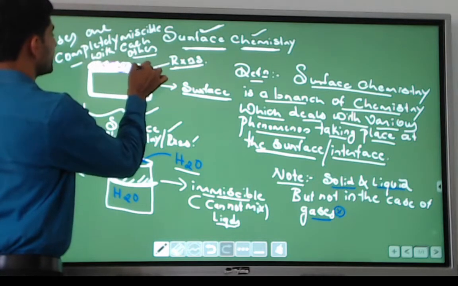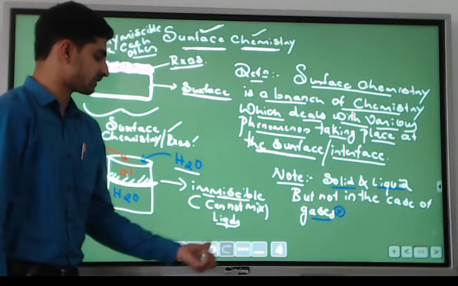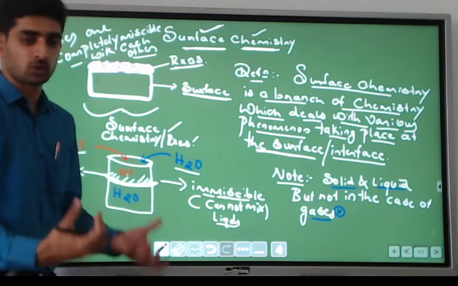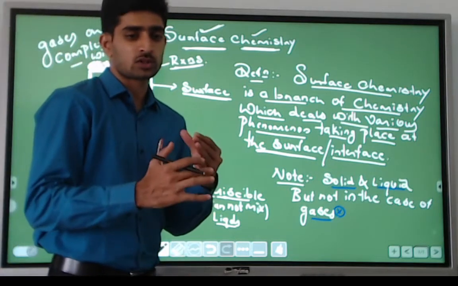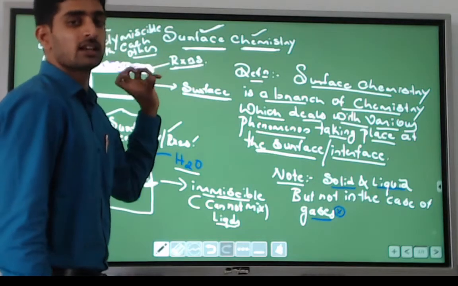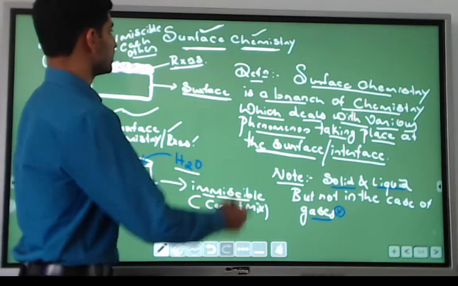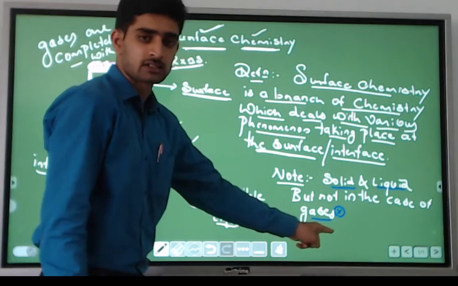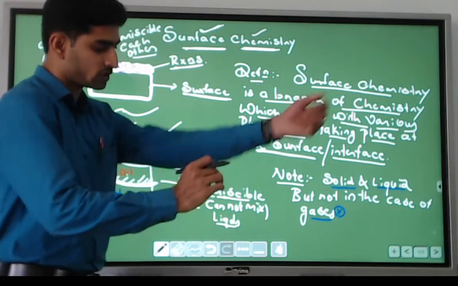where the reaction should take place on the surface and the condition should be what? Immiscible. Both the liquids, or whatever states of matter you consider, should not mix completely. They should be immiscible. But here gases are what? Completely miscible, forming a single layer. Because of this reason, we cannot observe surface chemistry in case of gases. Have you understood? Any confusions? If you have any confusions, please let me know.